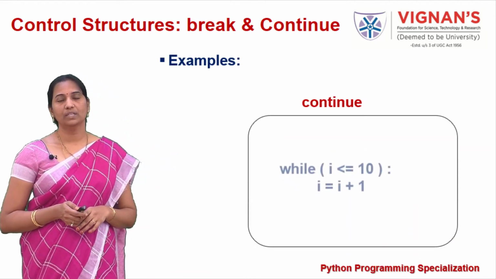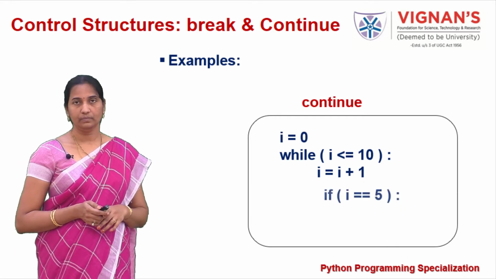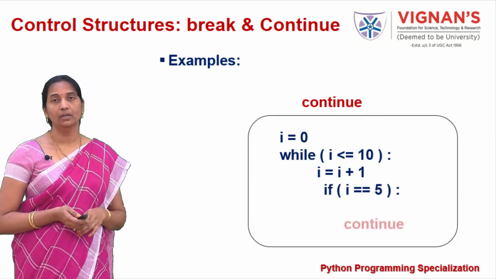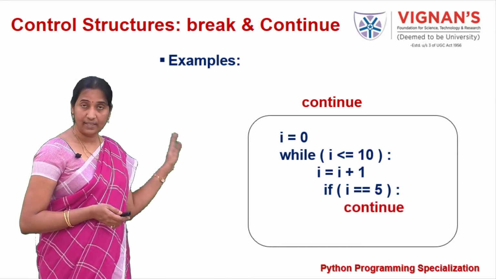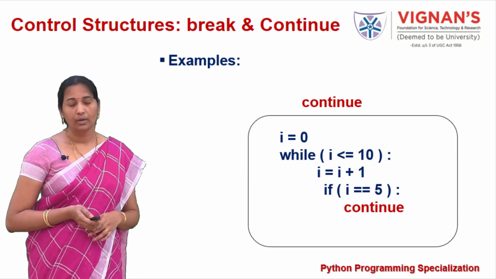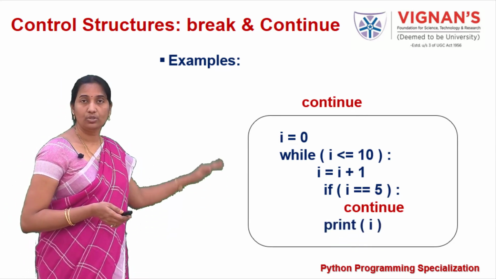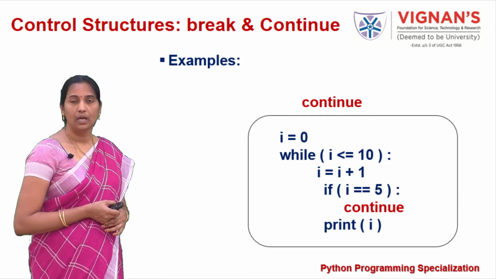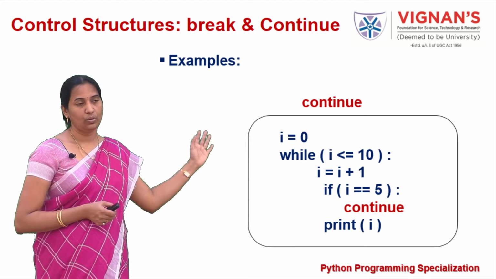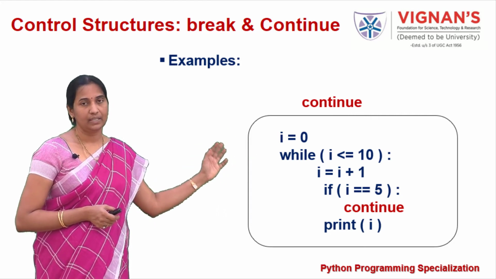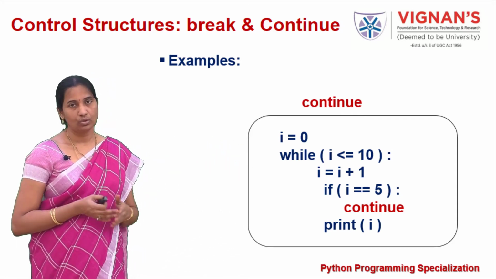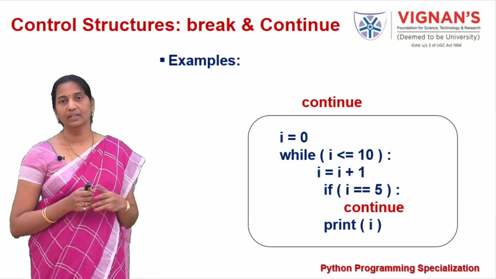Now let's see how we can use a continue. This example illustrates how the continue can be used with the while loop. Here the same code snippet is repeated, with the only change being that we are using continue instead of the break statement. On execution, i is first initialized to 0, then the condition is true, so i is incremented by 1, and the condition of the if, is 1 equal to 5, is false. So the continue will not be executed and you are displaying the value of i.